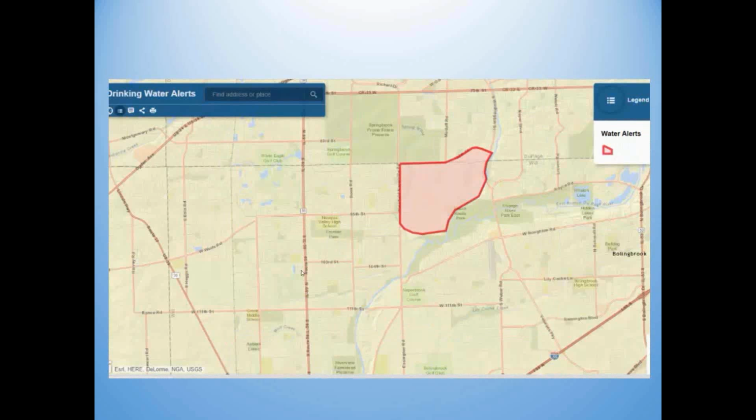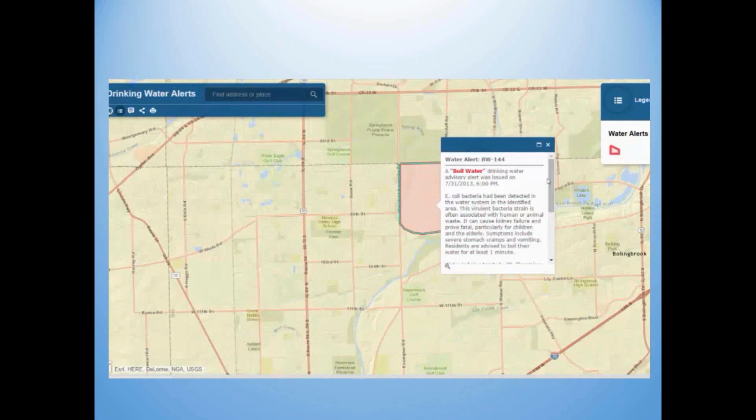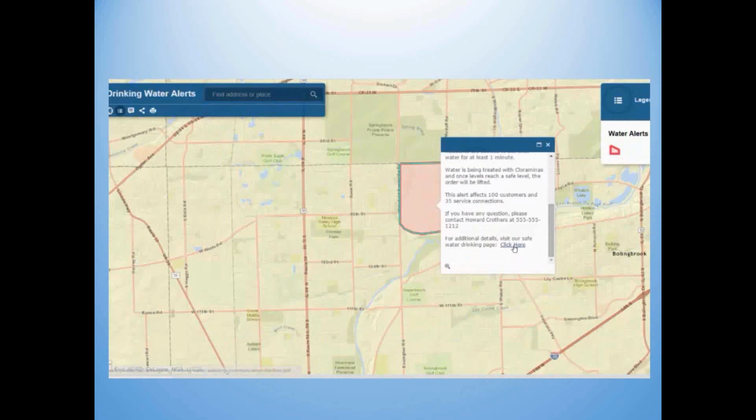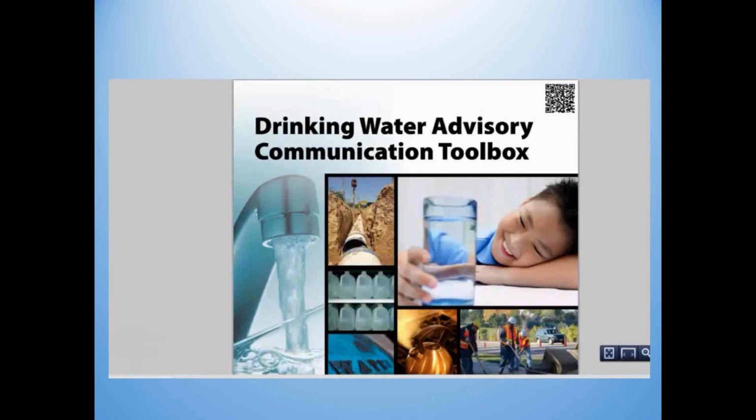Here is another one that you would maybe put up on your website to share drinking water alerts. Again, they can click on the information, see where it is on the map, find all of the information there, and then there's a link that takes them to additional information regarding the drinking water advisory.